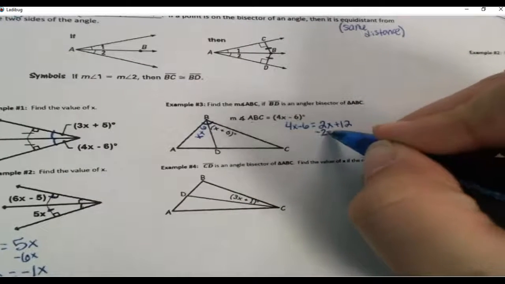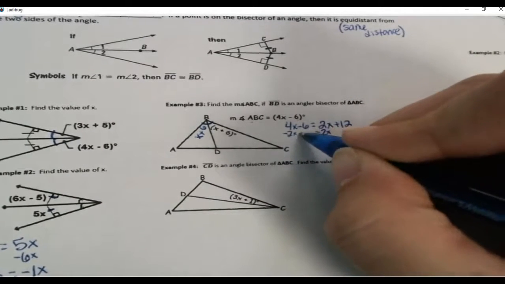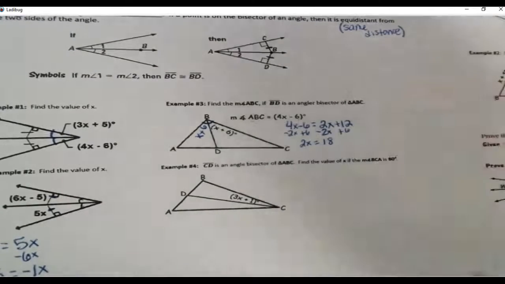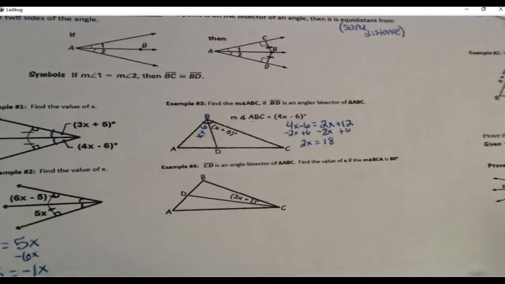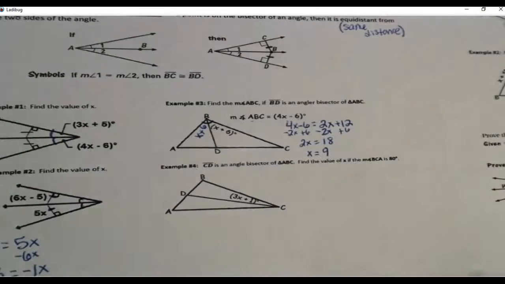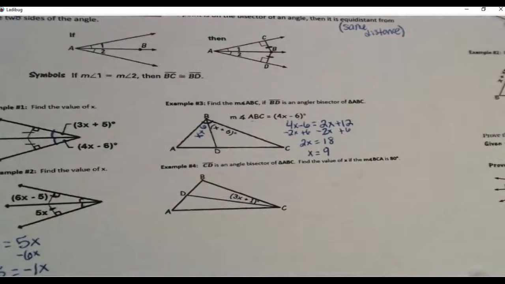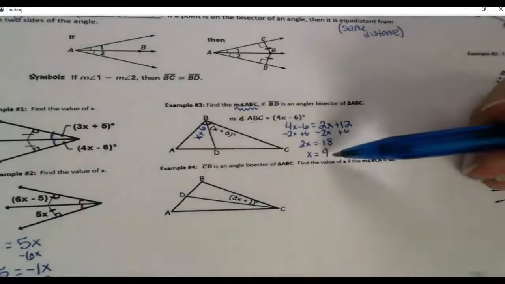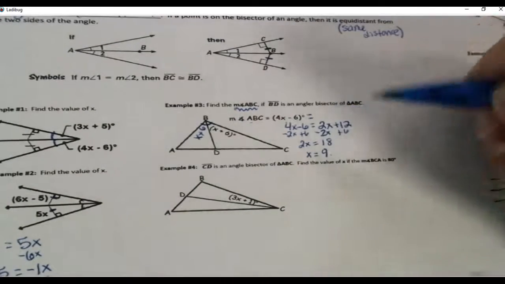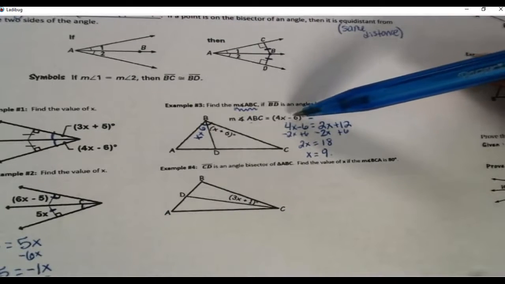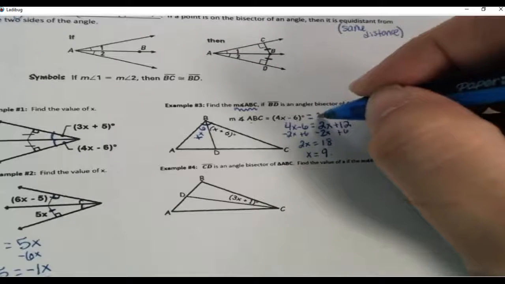And then we can solve it. So we can subtract the 2x over, add the 6. So we get 2x equals 18. So x equals 9. But we don't just want to find what x is, we want to find the measure of the angle. So we take that 9 and plug it back in. So 4 times 9 is 36, minus 6 is 30.